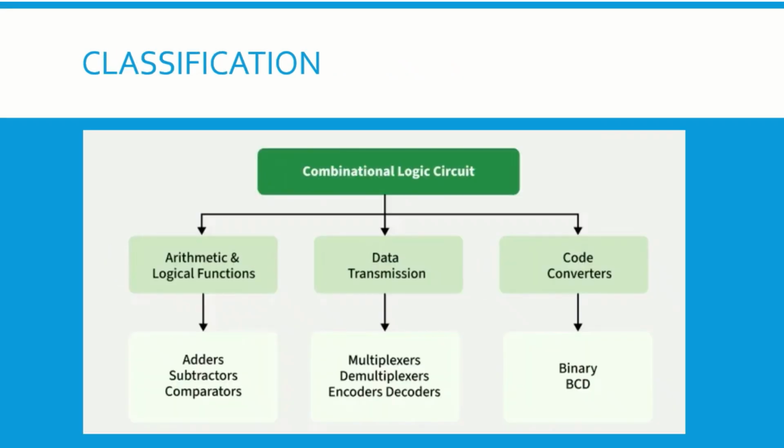Now let's look at its classification. These are divided into three basic types: arithmetic and logical functions, data transmission, and code converters. Arithmetic and logic functions, like I already mentioned the example of adder circuits, can be subtractors, comparators, etc. Data transmission includes multiplexers, demultiplexers, encoders, and decoders. And code converters convert data from one form to another, like binary to decimal, etc. So all those circuits are combinational.